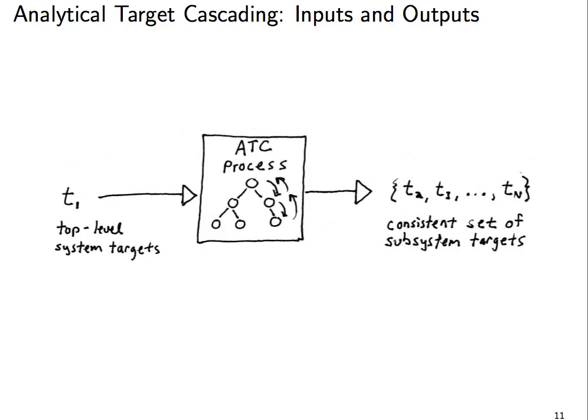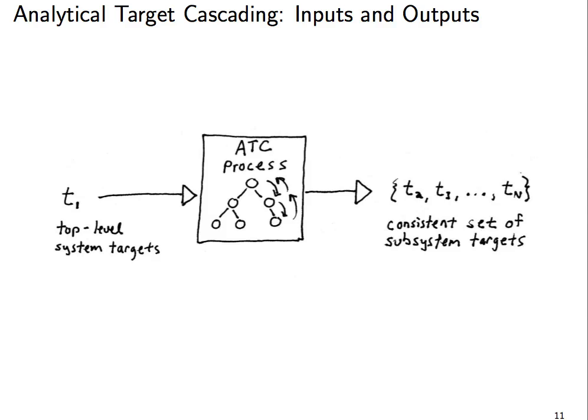Here's another view of what ATC does. We provide the ATC process with a set of top-level system targets, T1 in this figure. And the main output of the ATC process is a set of consistent subsystem targets. How can these subsystem targets be used in a broader system development process? Since ATC is based on approximate models, the output of ATC is not a final system design. Rather, these targets can then be used as a good starting point for the subsystem design teams. Good starting points can help reduce the number of expensive iterations in the human design organization required to develop a consistent system that meets top-level requirements.